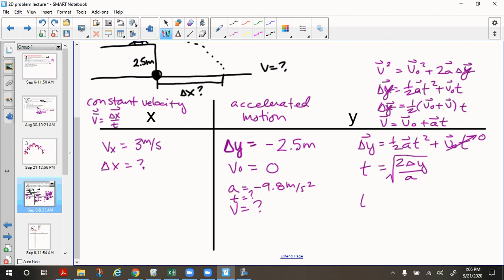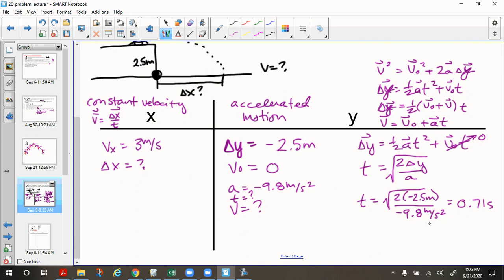And then I can plug in numbers. My delta y is negative 2.5 meters, and my acceleration is negative 9.8 meters per second squared. If you ever get a negative time or a negative under the square root, go back and look at your numbers because you've probably made a mistake with your signs. So when we do that, we get a time of 0.71 seconds. That's our time. Now we're going to use that time to plug it in on the other side.